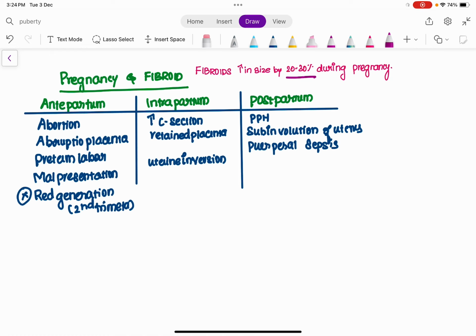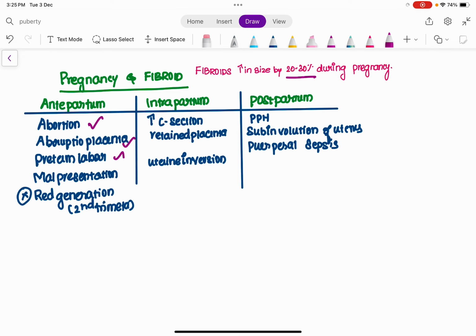So during the antepartum period, because of this fibroid coexisting with the pregnancy, there could be increased chances of abortion, which we call as pregnancy loss. Or there could be abruptio placenta, where there is premature separation of the placenta, which is called as abruptio placenta.